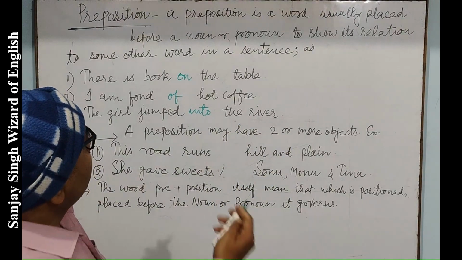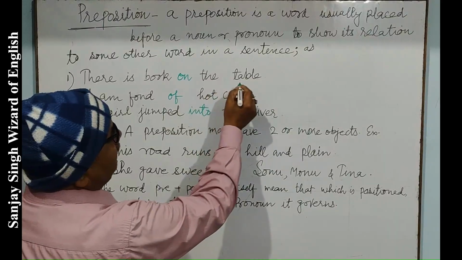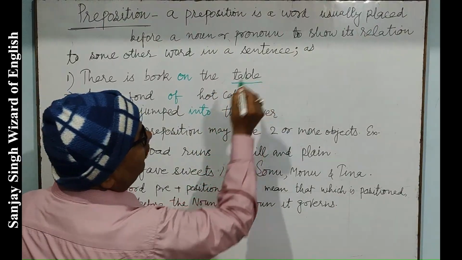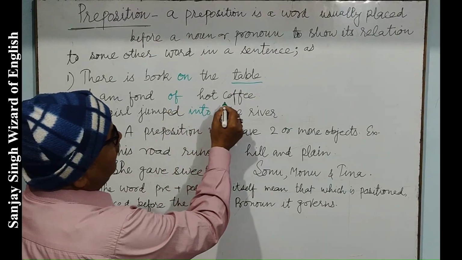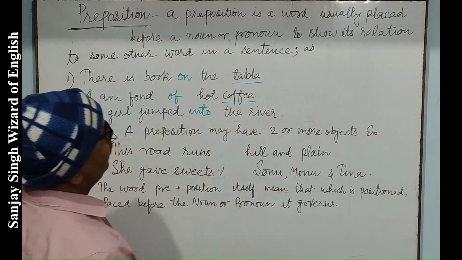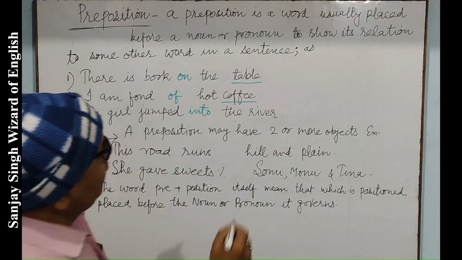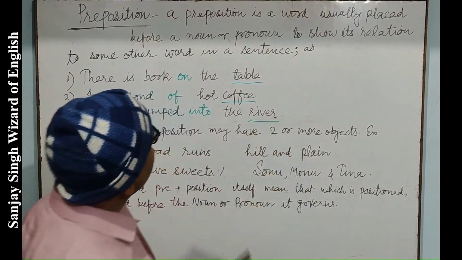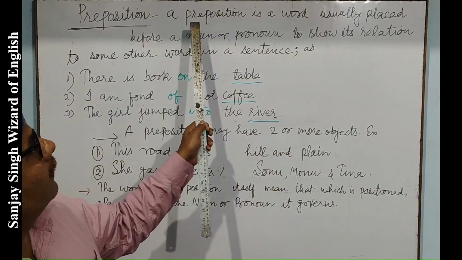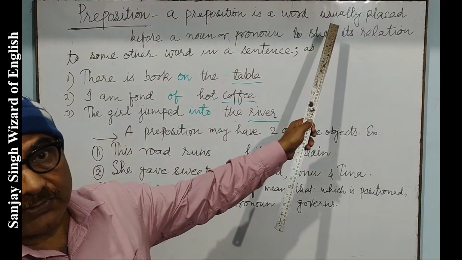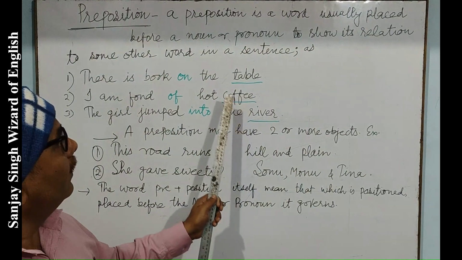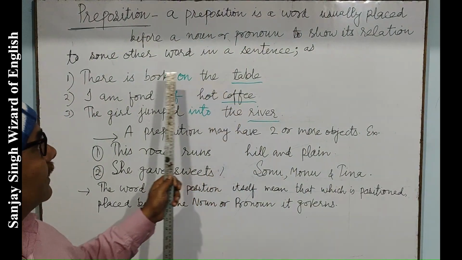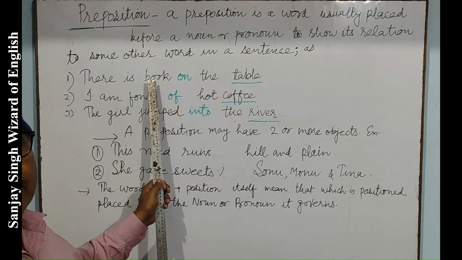Now, this preposition is placed before this noun. Here again the preposition of is placed before the noun. Here again it is placed before the noun. So once again we come back to the definition. Preposition is a word which is usually placed before a noun or pronoun to show its relation with some other words of noun or pronoun.